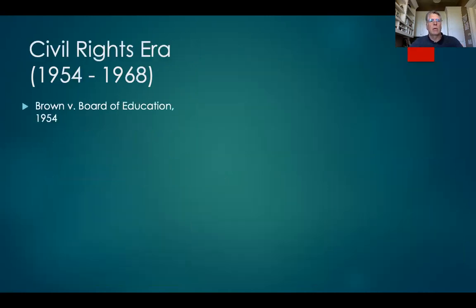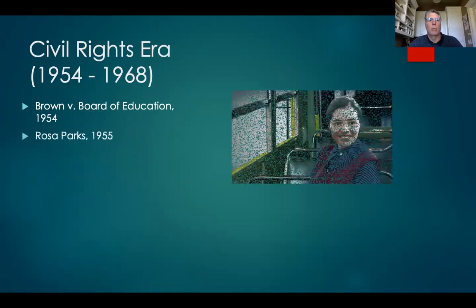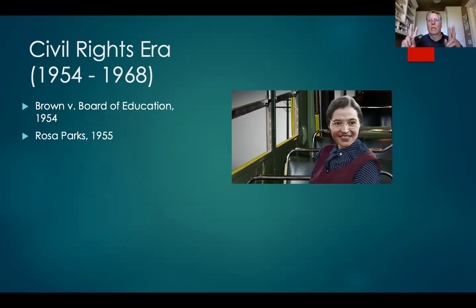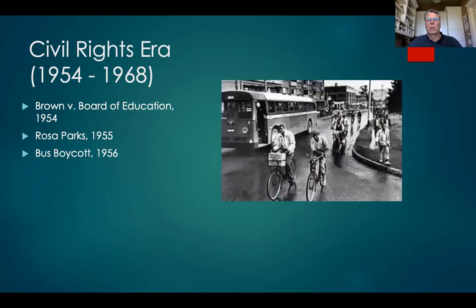And then the Civil Rights era from 1954 to 1968 started with Brown versus the Board of Education, which said equal access, not based on race, no segregation in schools. Rosa Parks, of course, in 1955, was arrested for riding in the white part of the bus, which then brought on in 1956 the bus boycott. And so blacks were willing to say, we're going to boycott the buses because of the racist policies.